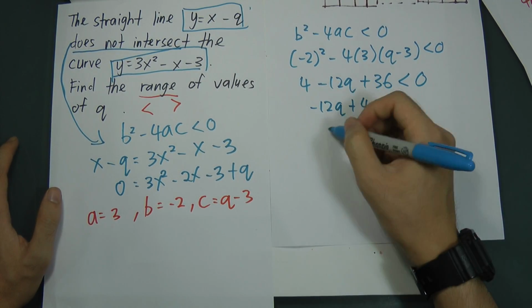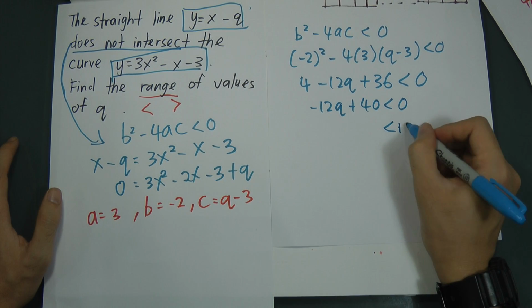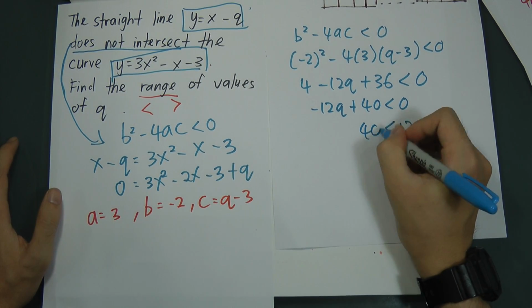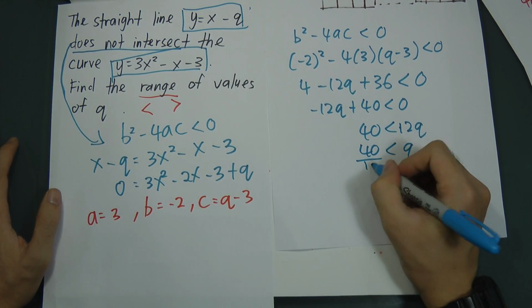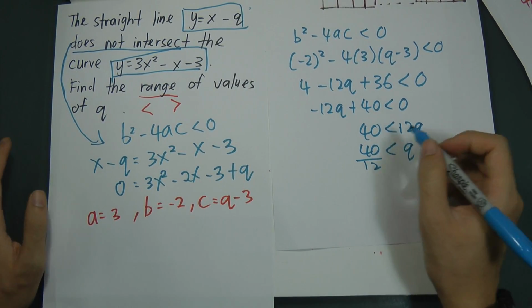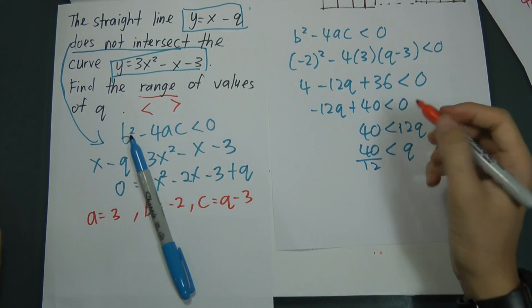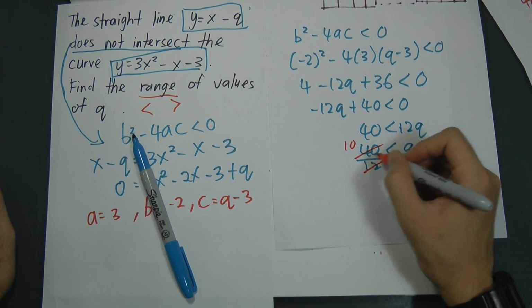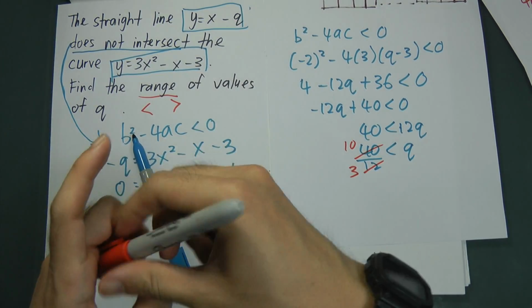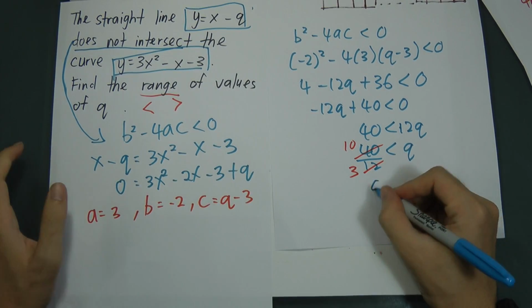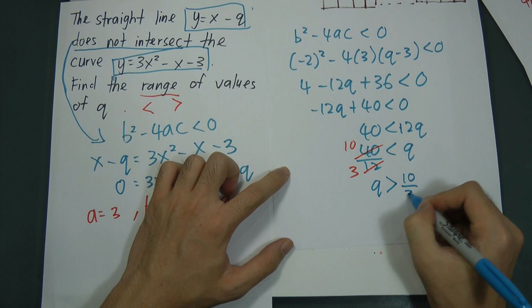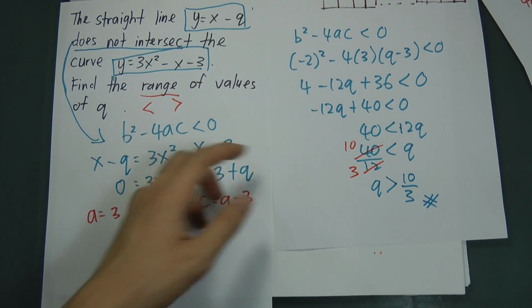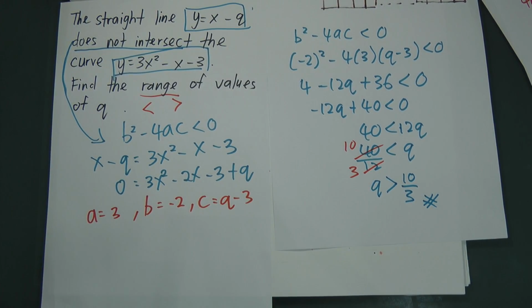So I move the negative 12q over here to become positive 12q, with 40 over here. So q will be 40 over 12. I just simplify this one. When I divide by 4, the numerator will be 10 and the denominator will be 3. Therefore q will be bigger than 10/3. This is the range for q.